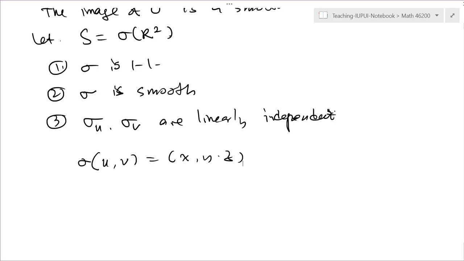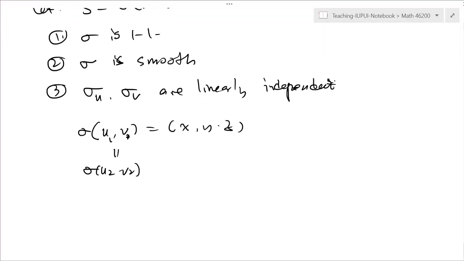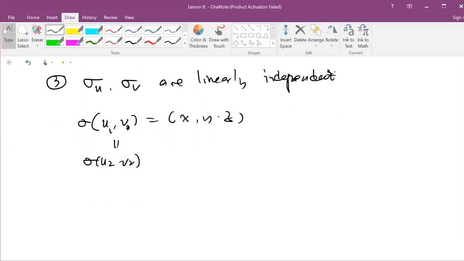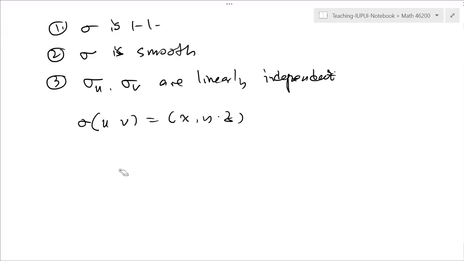If we can uniquely determine U, V for some X, Y, Z, that means it's 1 to 1, because if it's different, right? Now you should have two different sets of solutions. So let's try to solve this first, okay? Just solve this equation.